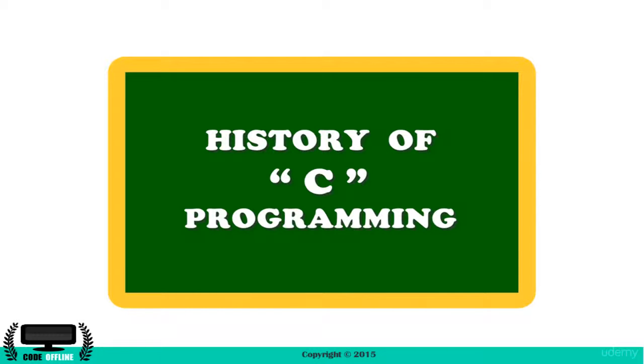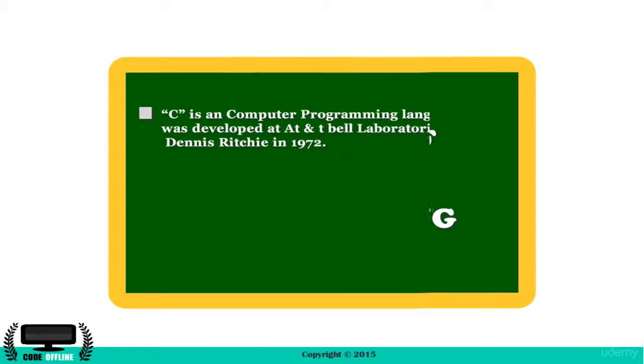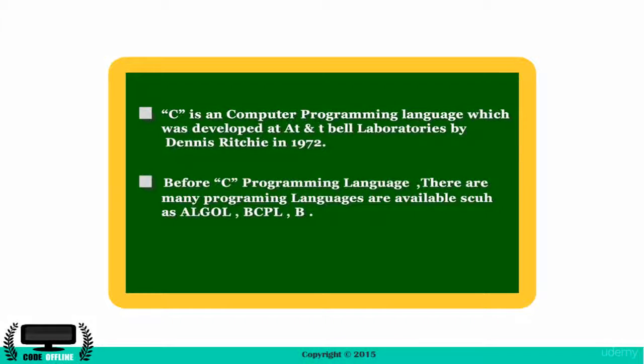In this lesson, I'm going to show you the history of the C programming language. C is a computer programming language which was developed at AT&T Bell Laboratories by Dennis Ritchie in 1972. Before C, many programming languages were available, such as ALGOL, BCPL, and B. But these programming languages had their own limitations.